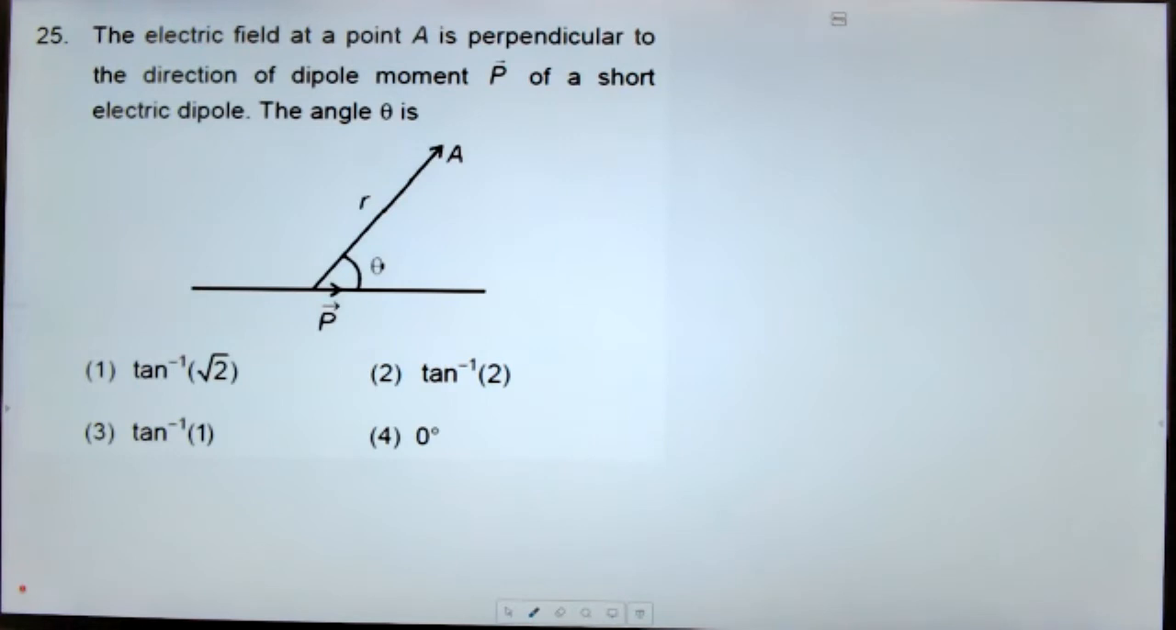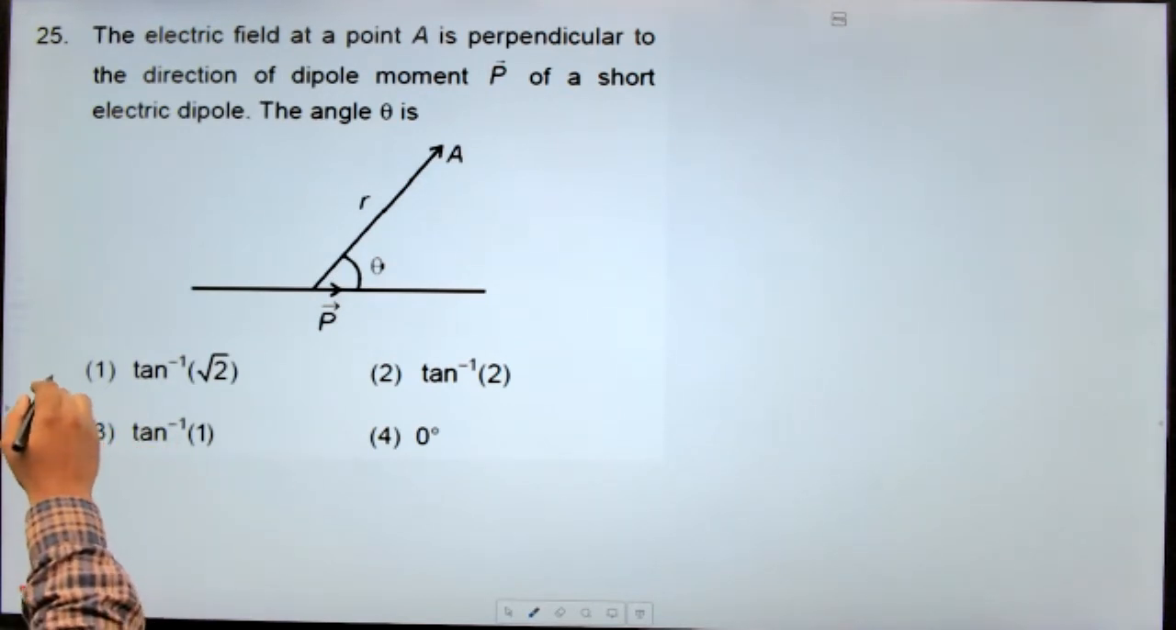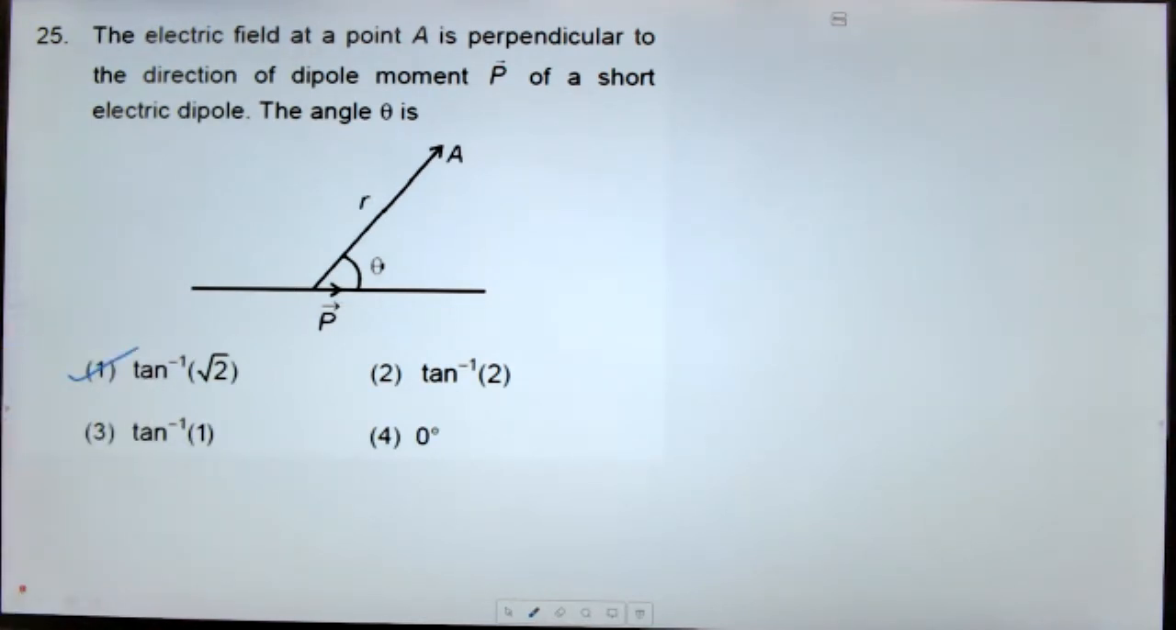Next. So this is a direct formula only. Electric field at a point A in the perpendicular direction of a dipole, point P, for a short electric dipole at an angle theta is. So for this one, theta equal to tan inverse root 2 only. Direct formula, tan inverse root 2, for tan theta equal to root 2.